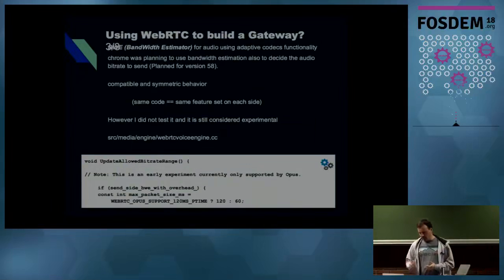And then their bandwidth estimator, of course, was aimed at video, but they did say it was supposed to be activated for audio as well. Now it doesn't seem like it is. I did not go far enough to test it and see how it's working, but I can see it's there in the code.